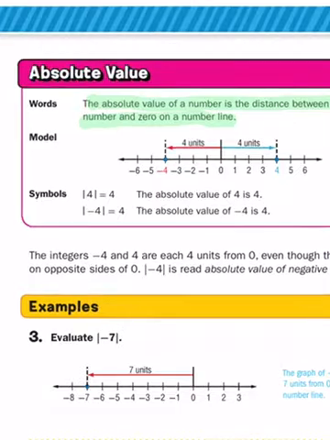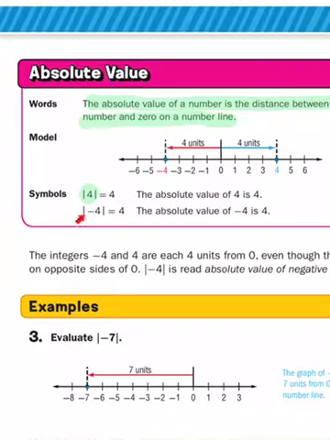Now, using symbols, there's a new symbol you have to see here. So it's this right here. Whenever you see these two lines around a number, this is how you read it: the absolute value of 4. That's how you read that sentence. Now, to think of what is the absolute value of 4, it's, well, how far away is 4 on a number line? It's 4 units away, so the absolute value of 4 is 4.